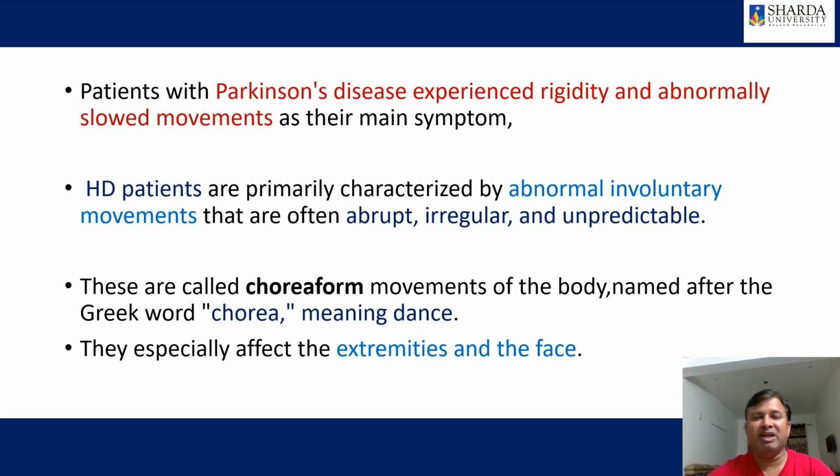So patients with Parkinson disease experience rigidity and abnormally slowed movement, while Huntington's disease patients are primarily characterized by abnormal involuntary movements that are often abrupt, irregular, and unpredictable. These are called choreiform movements of the body, named after the Greek word choreo meaning dance. They especially affect the extremities and the face.